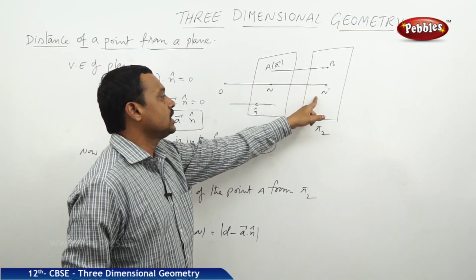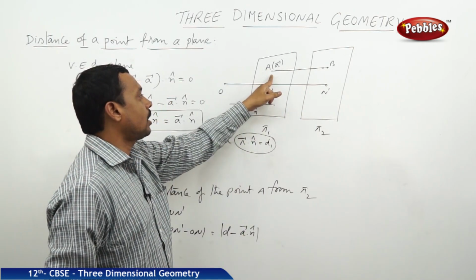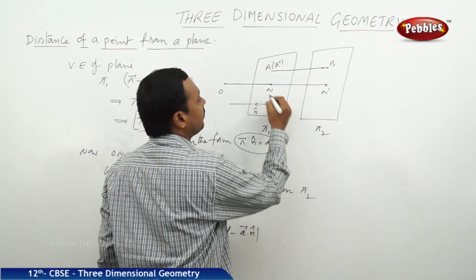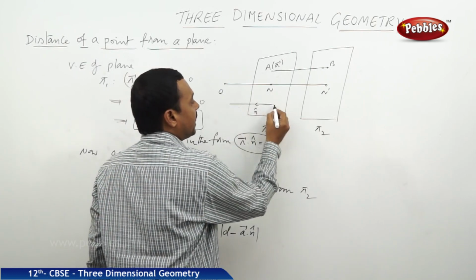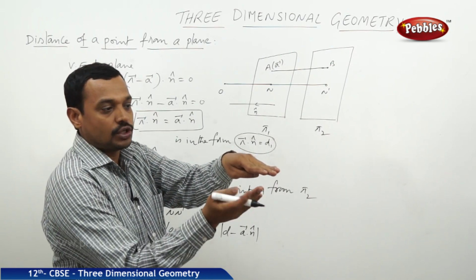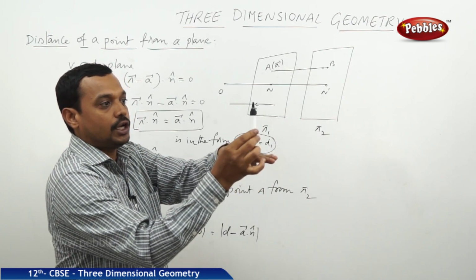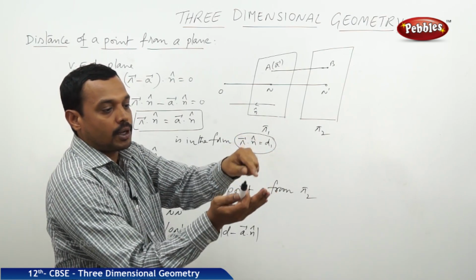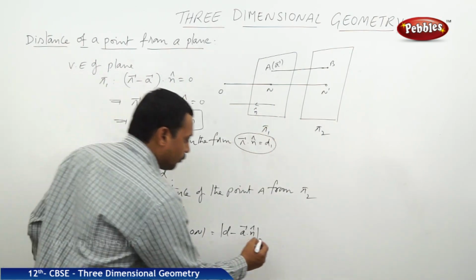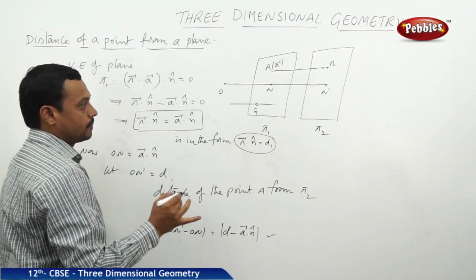is the distance of the plane from origin and A bar is position vector of the point and n cap is perpendicular unit vector to the plane pi 1 as well as pi 2, because pi 1 and pi 2 both are parallel to each other, so that n cap is unit vector perpendicular to pi 1. It is also perpendicular to the same plane pi 2. So if we have A bar and n cap and d, then we can determine the distance between them.